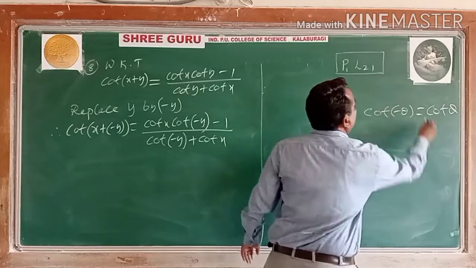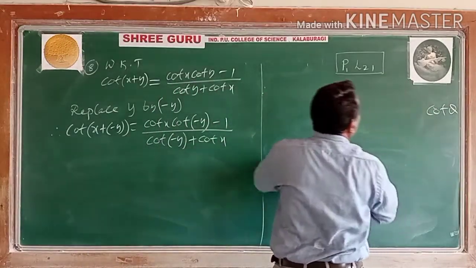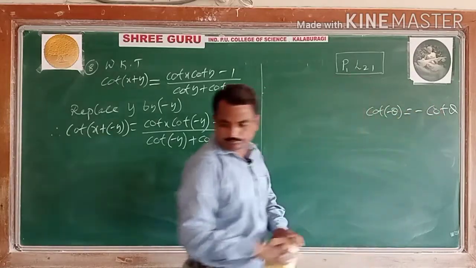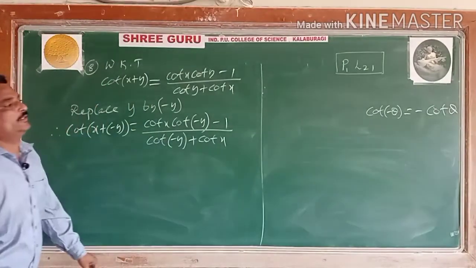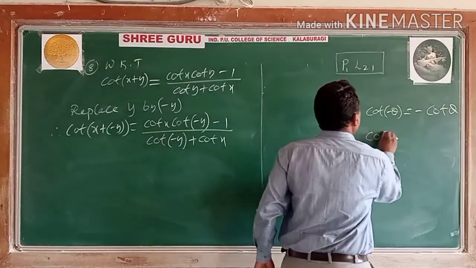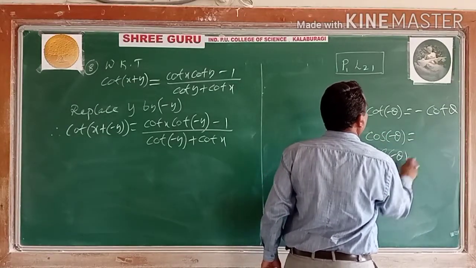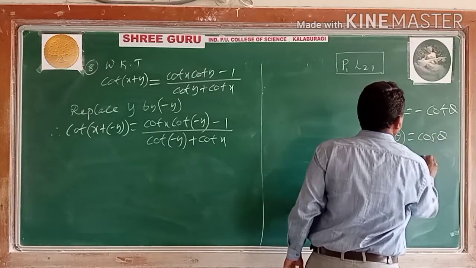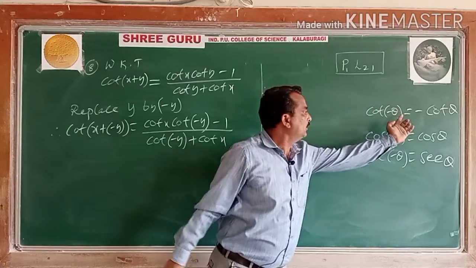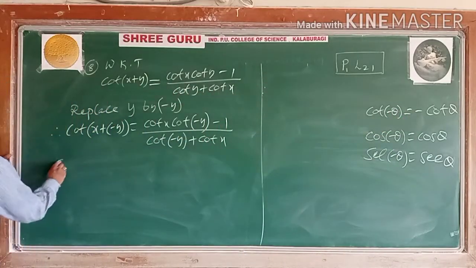Is it plus or minus cot theta? Minus cot theta. Only cos and sec are positive. Cot of minus theta is equal to minus of cot theta. Yes, only cos of minus theta and sec of minus theta are positive. Many times I have discussed, students, except these two functions, all the remaining become negatives here. Now let us simplify this one.